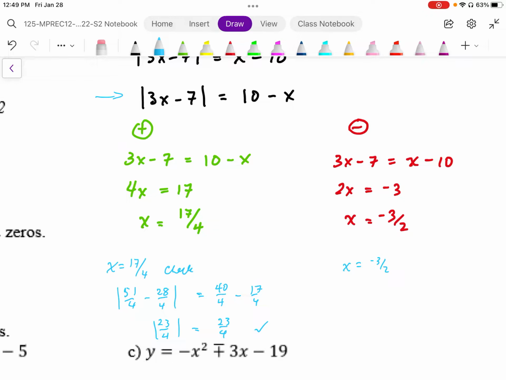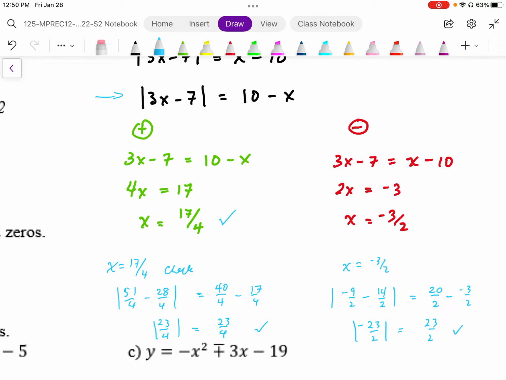So I'm going to check my x equals negative 3 over 2. So plugging that in, I'm going to end up with negative 3 over 2 times 3. So negative 9 over 2 minus 7 is 14 over 2. And on this side, I'm going to end up with 20 over 2, which is 10, minus negative 3 over 2. Here I get negative 23 over 2, absolute value, is equal to 23 over 2.